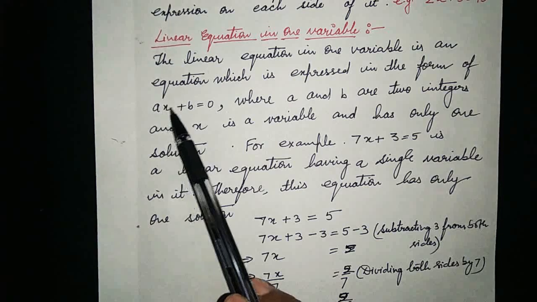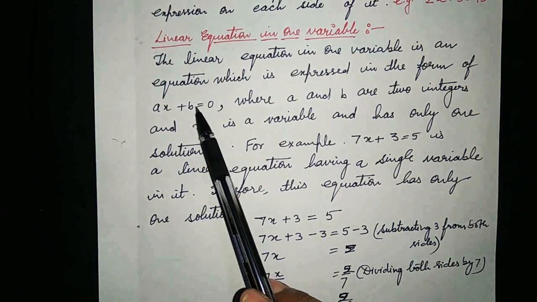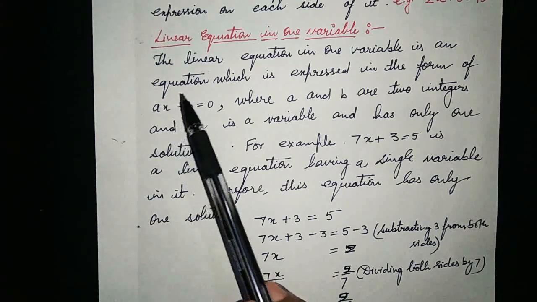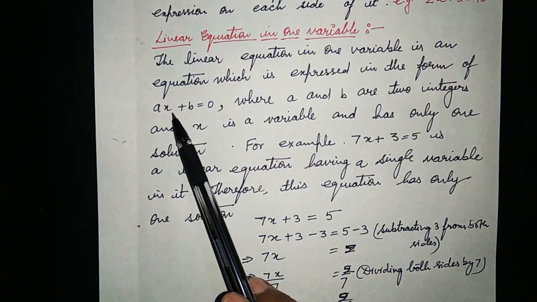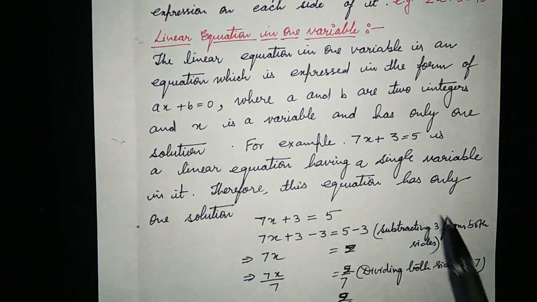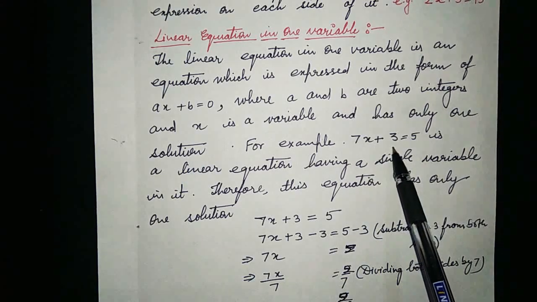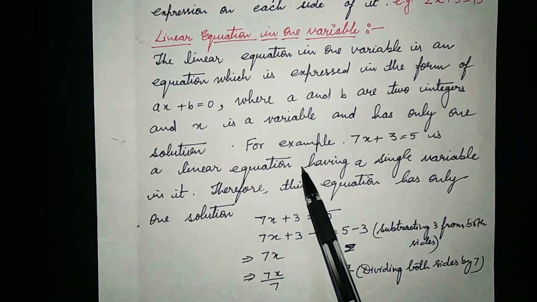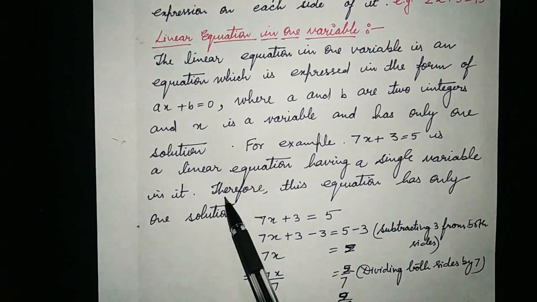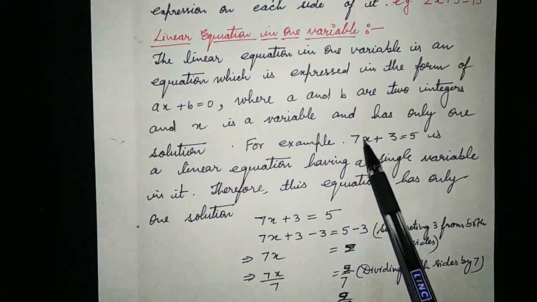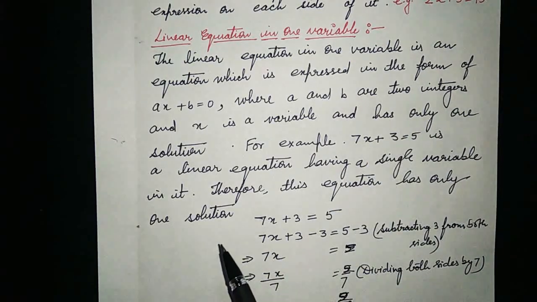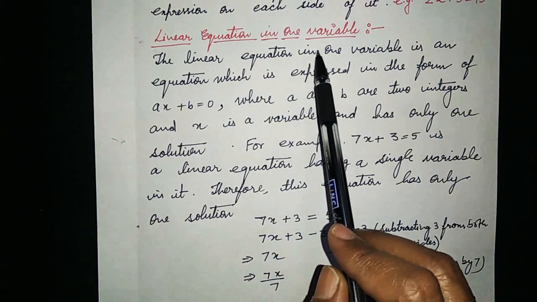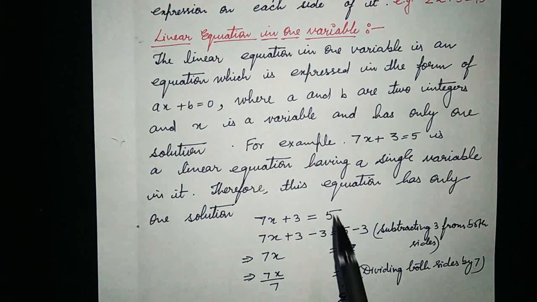Here a and b are two integers, and what is x? x is a variable and has only one solution. Here you can see one example, 7x plus 3 is equal to 5. It's a linear equation and has a single variable in it. x is a single variable here. That is why we say linear equation in one variable.